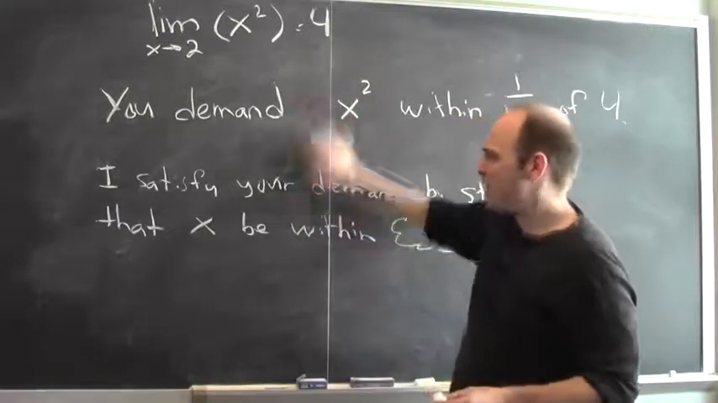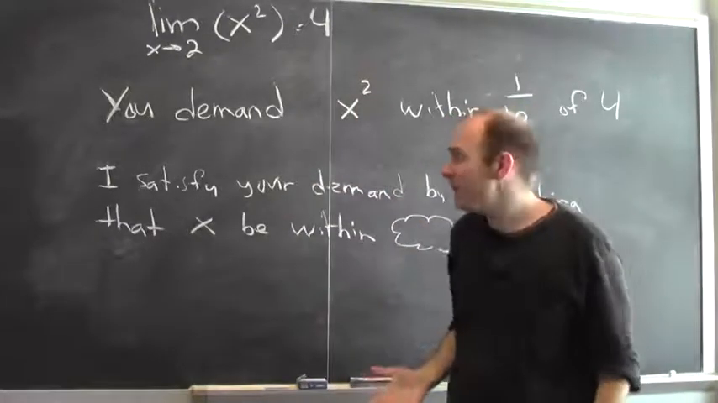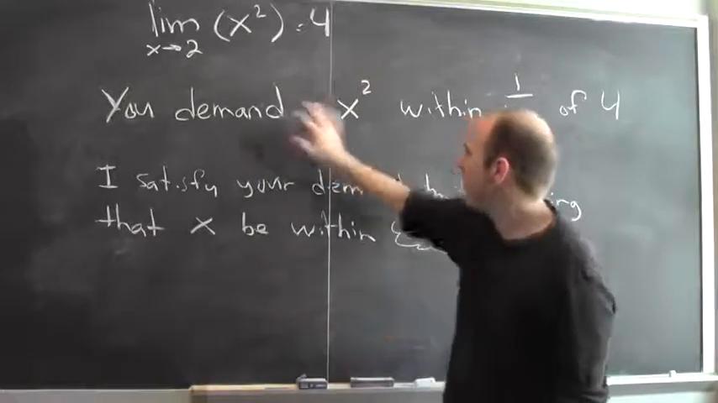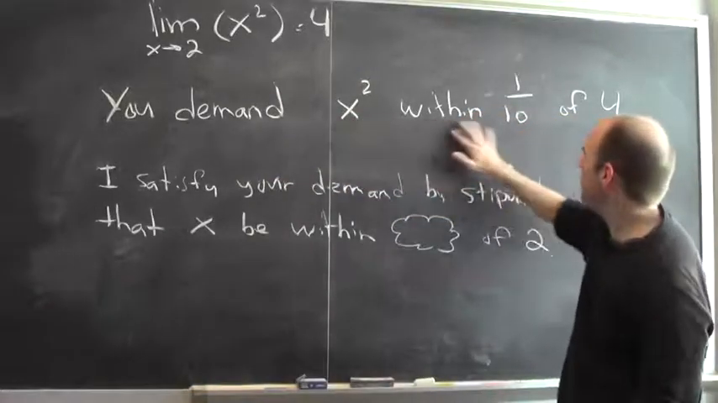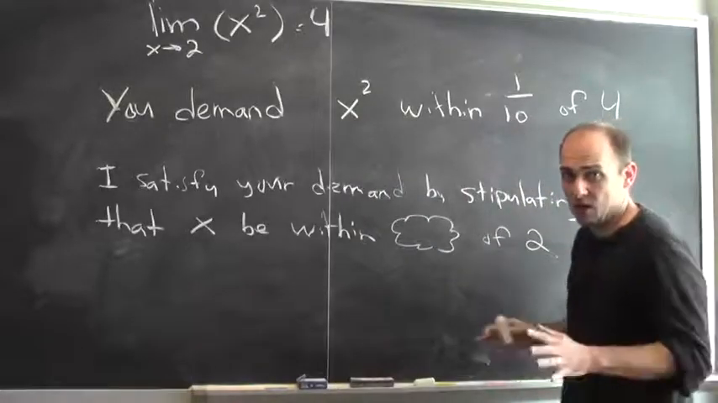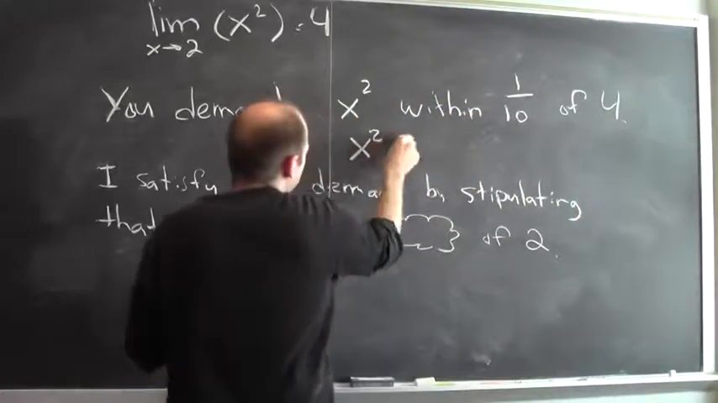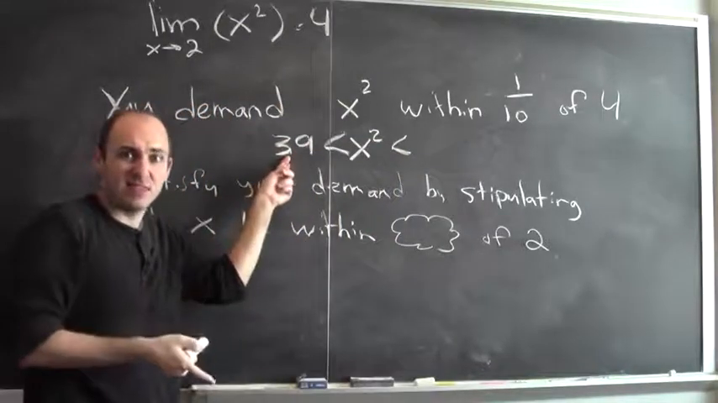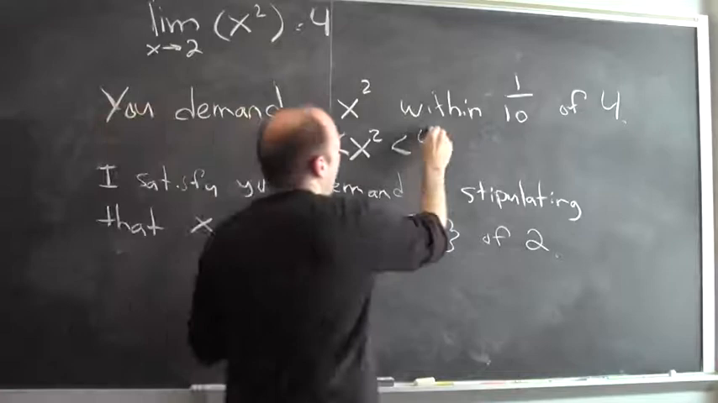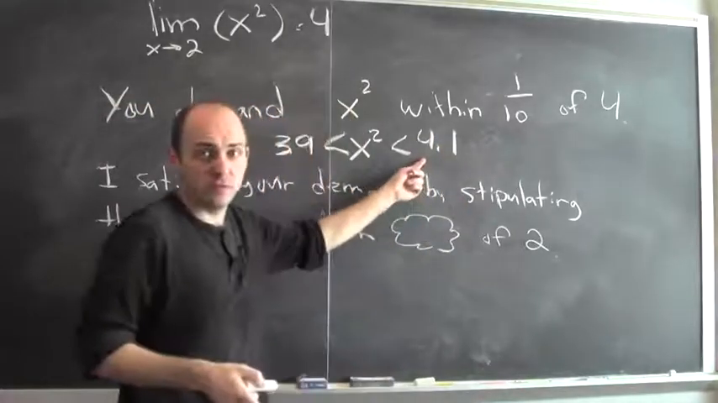So I want to format it here as if it were a dialogue. You're going to make some sort of demand. You're going to demand that x squared be close to 4. Maybe you're going to demand that x squared be within 1/10 of 4. So that means you're asking that x squared be between 3.9, which is 1/10 less than 4, and 4.1, which is 1/10 more than 4.